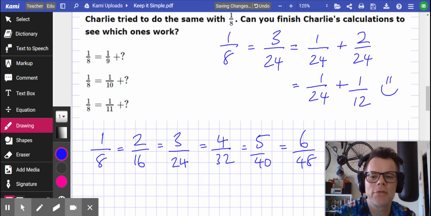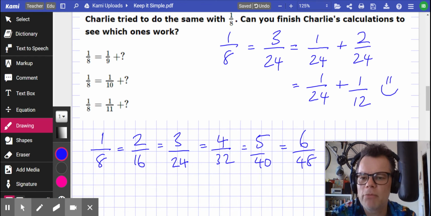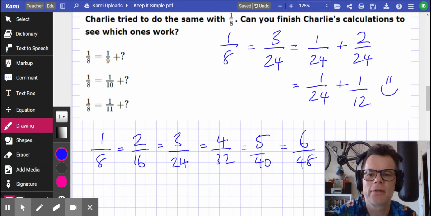1/8 is 3/24, which is 1/24 plus 1/12. That's great. It's not even one of the ones there. It's 1/12 plus 1 over 24. So I've got an answer for 1/8. And it says, can you finish Charlie's calculation to see which ones work? Well, I've got one that isn't even there.